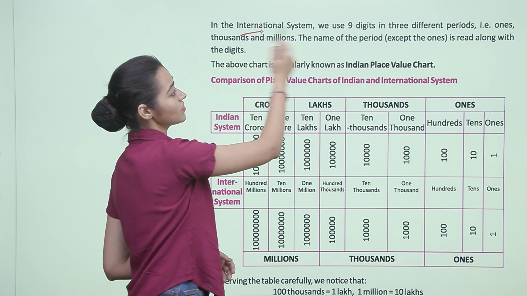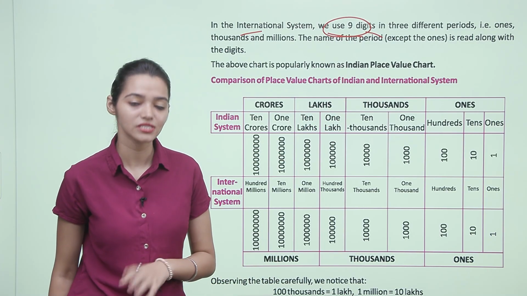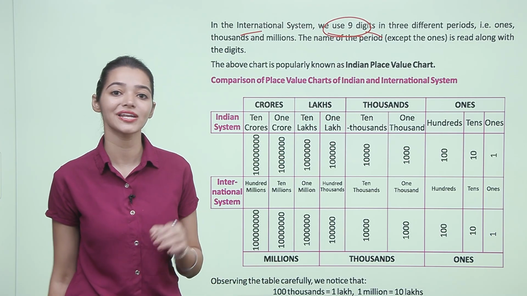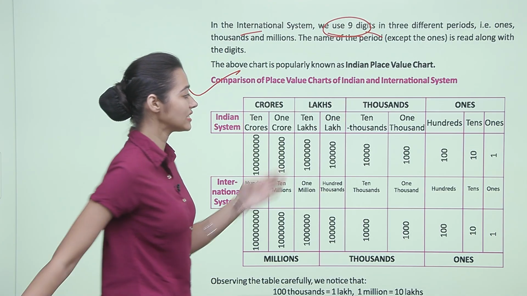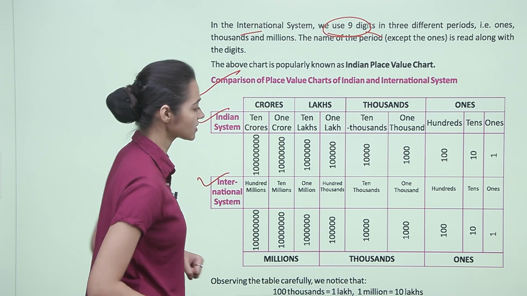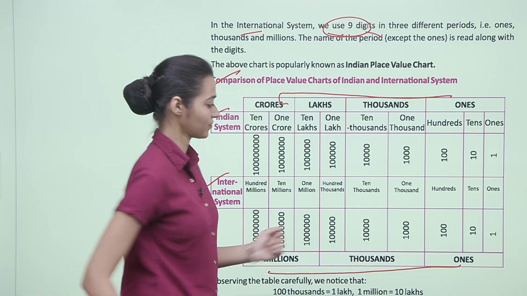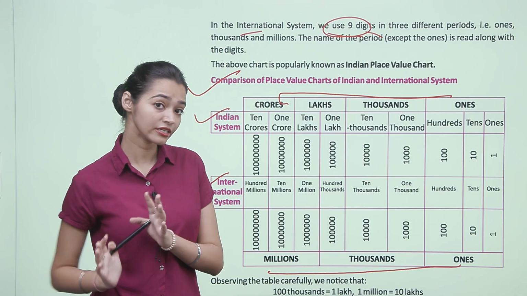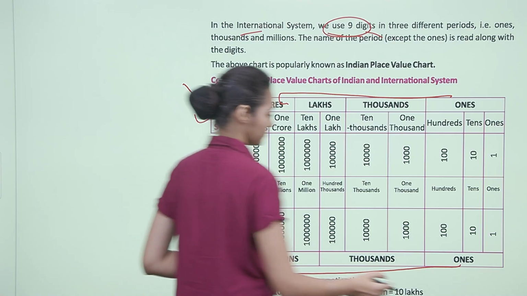And in the international value system we use 9 digits in 3 different ways, as we have discussed earlier, and the above chart is popularly known as the Indian place value chart. Now here we have compared the place value charts of the Indian and international systems, that is, here is our Indian system, here is our international system. Here we have 3 periods, here we have 4 periods. Here we have written all the numbers according to both the systems.